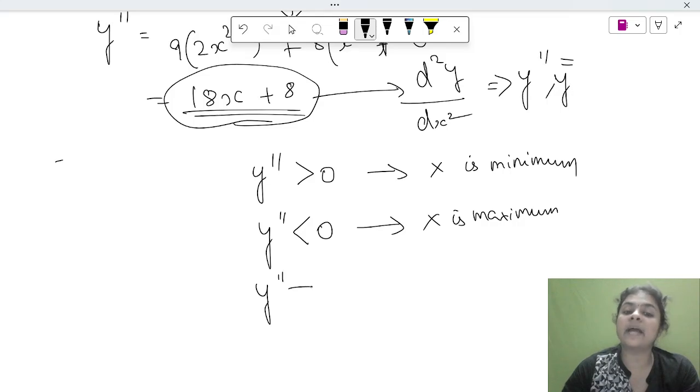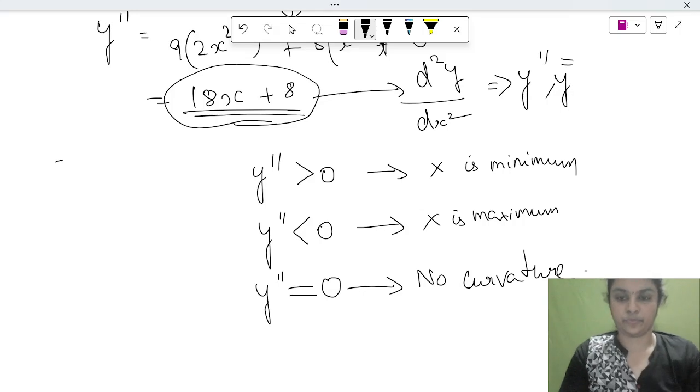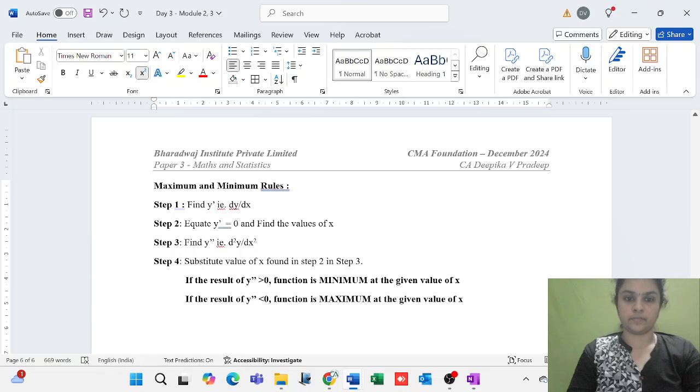If y double dash is exactly equal to 0, then it means there is no curvature, which means no movement, no curve is happening. Is that clear? Please make a note of the maximum and minimum rules.